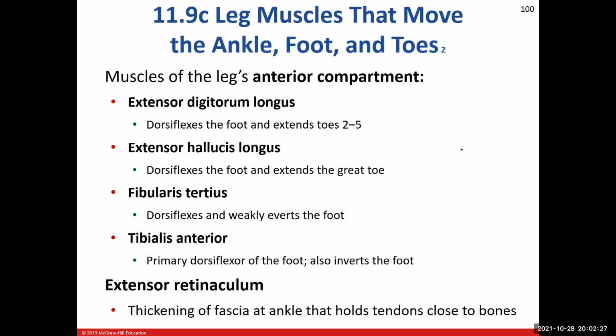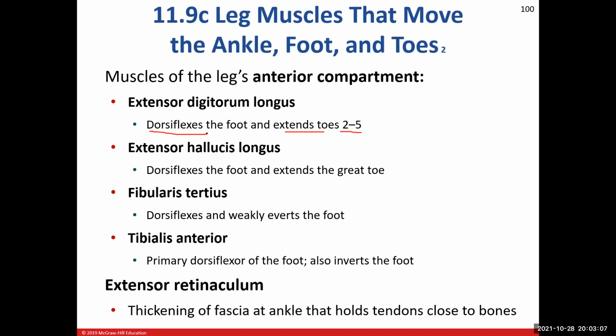All right, so in the leg's anterior compartment, we have the extensor digitorum longus, the extensor hallucis longus, fibularis tertius, and the tibialis anterior. If you look at the names of these muscles, it'll help you figure out what they do. Extensor digitorum longus, of course, is going to extend the toes, digits 2 through 5, but it's also going to help to dorsiflex the foot. In case you don't remember what dorsiflexion is, that's when you bring the top of your foot up towards your shin.